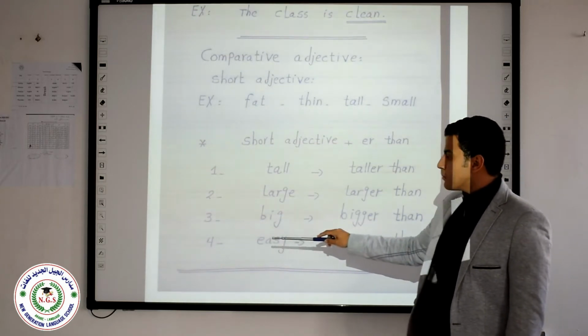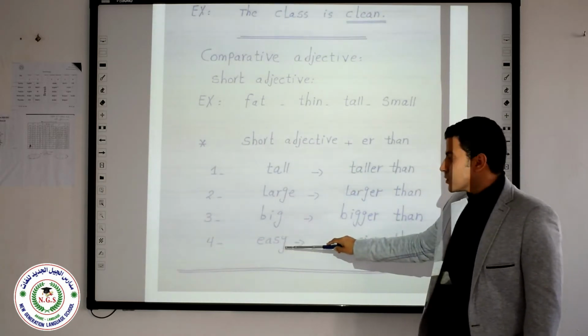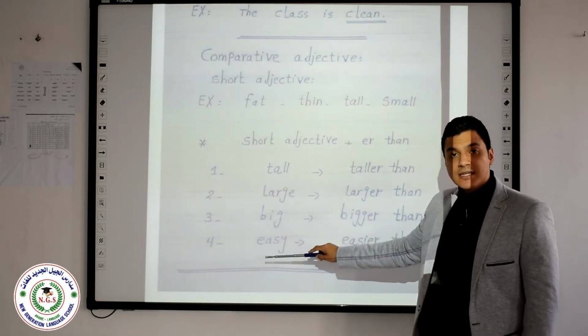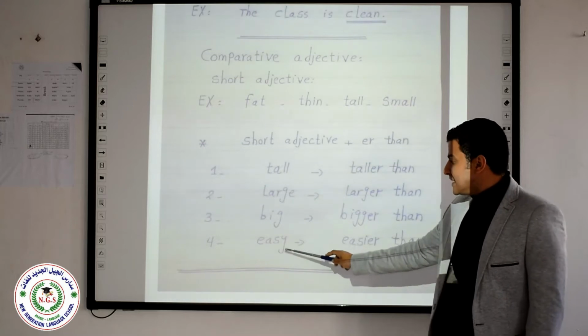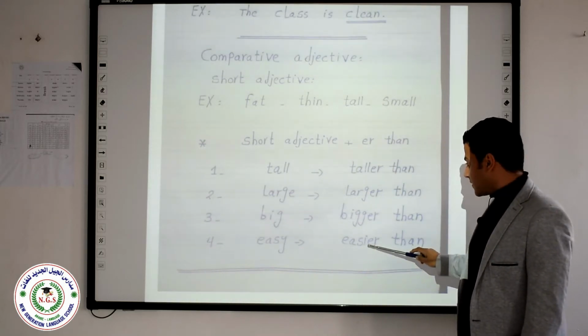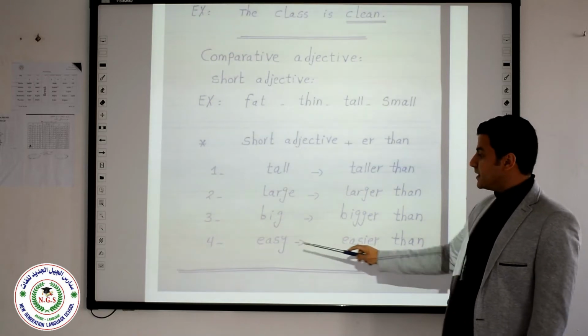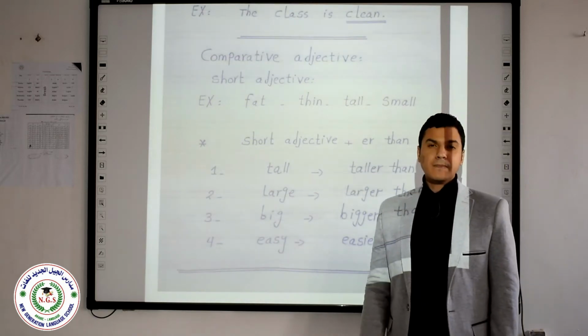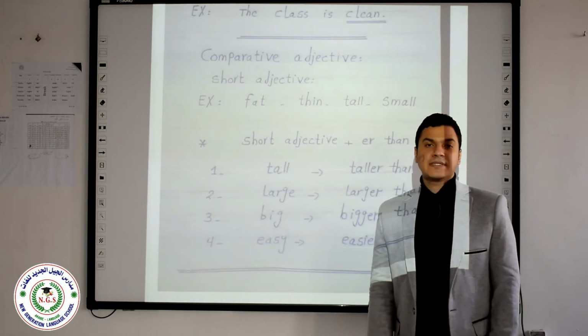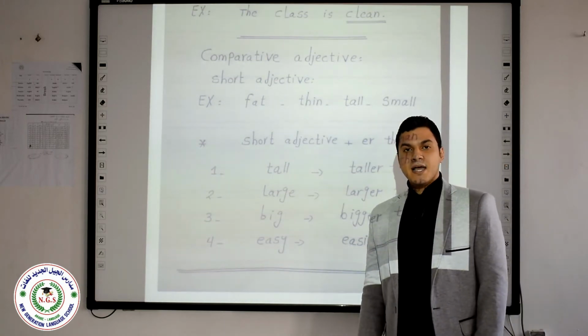The last point, if the adjective ends with y letter and before y letter there is a consonant letter, حرف ساكن, we delete y letter and change it into I, E, R. For example, easy سهل, easier than أسهل من, happy سعيد, happier than أسعد من.